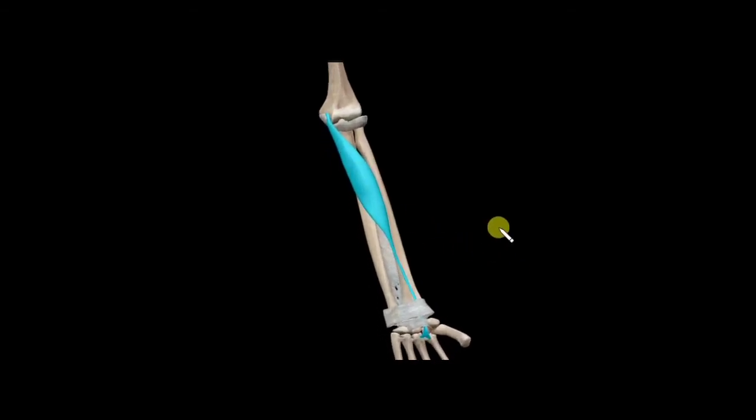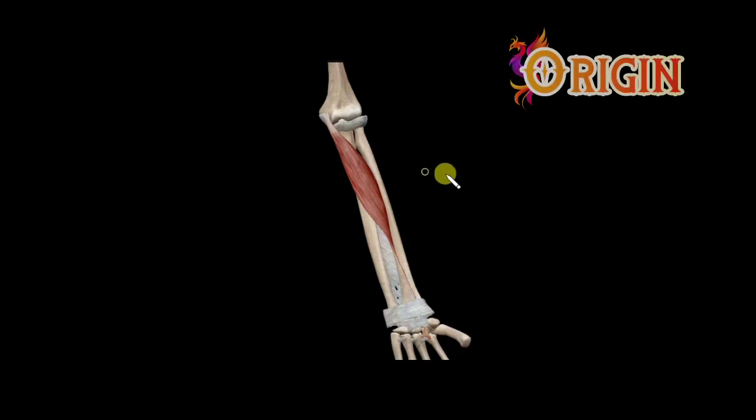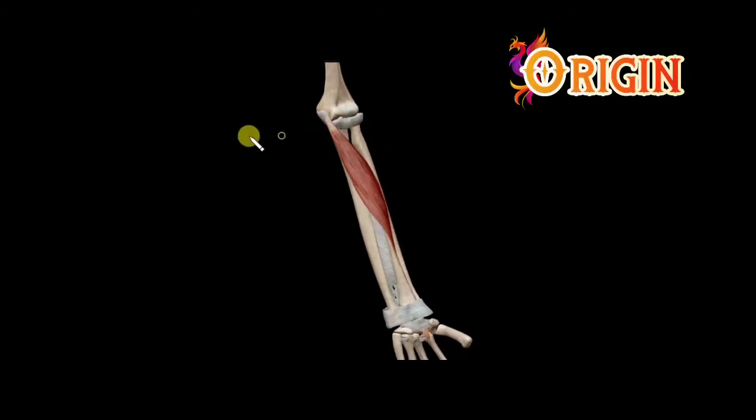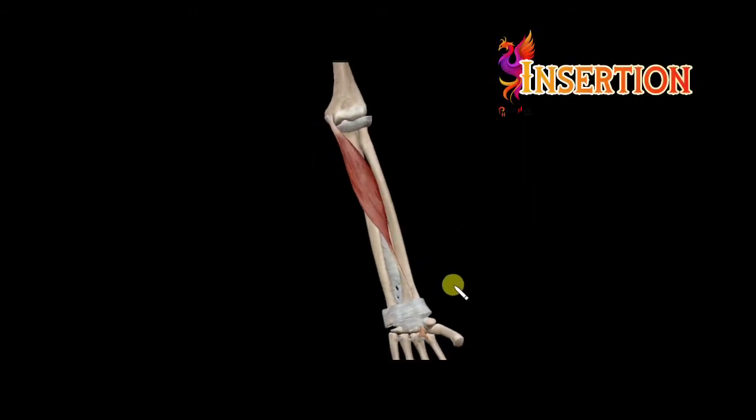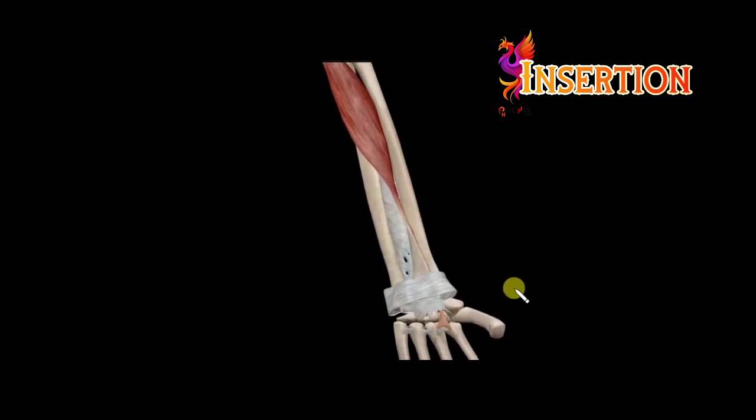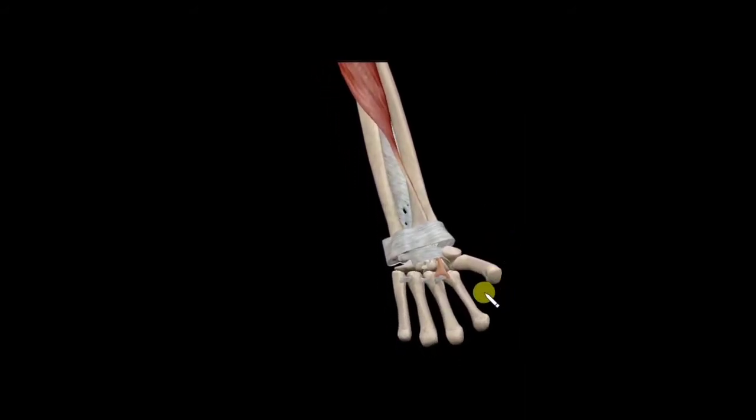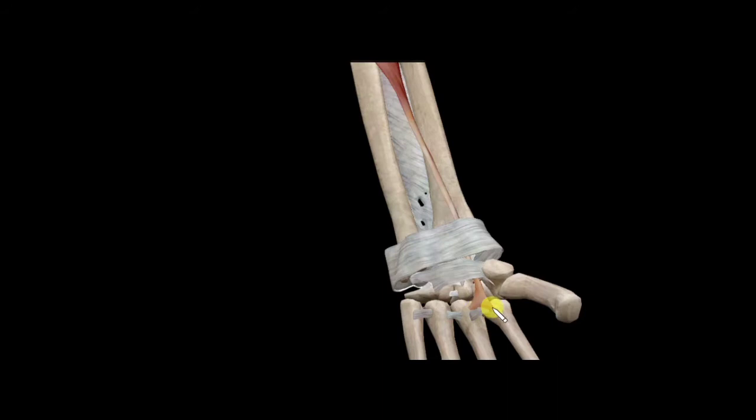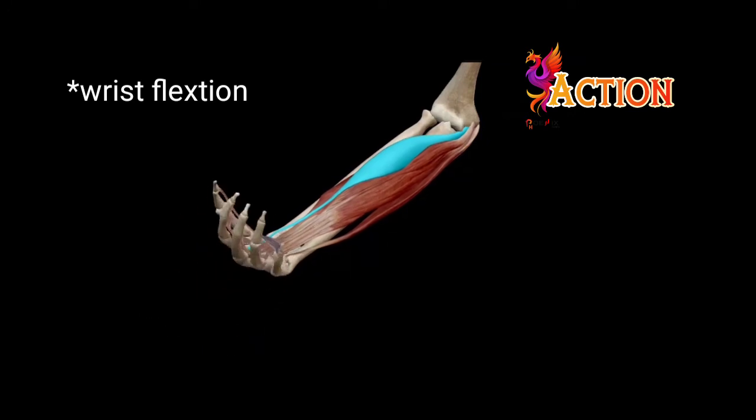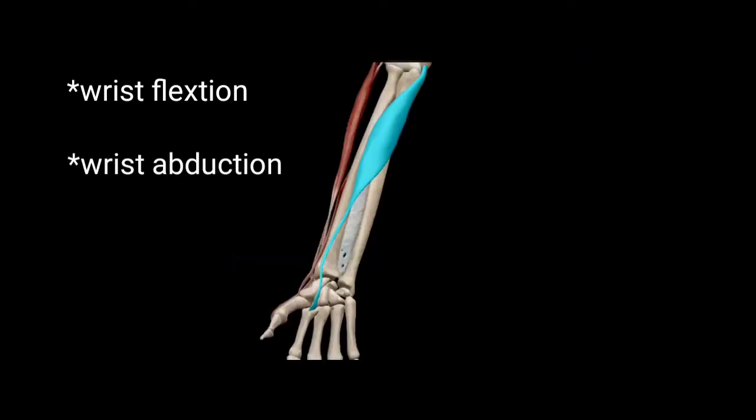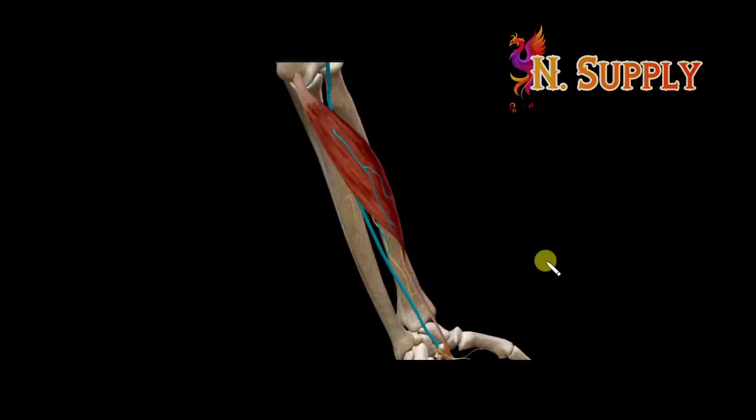Flexor carpi radialis. Origin: common flexor origin, front of medial epicondyle. Insertion: the palmar aspect of the base of the second and third metacarpal bone. Action: wrist flexion, wrist abduction. Innervation of flexor carpi radialis is the median nerve.